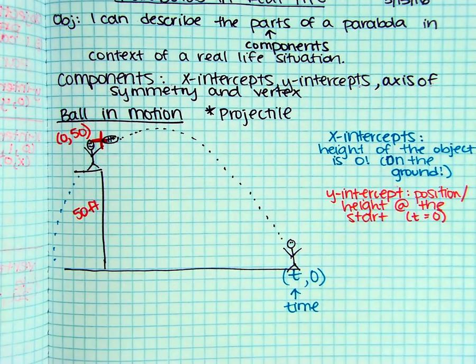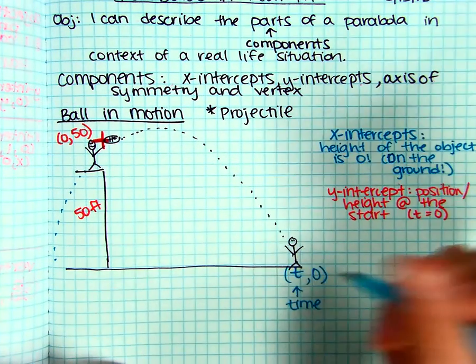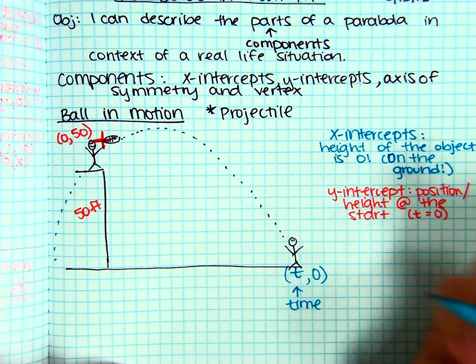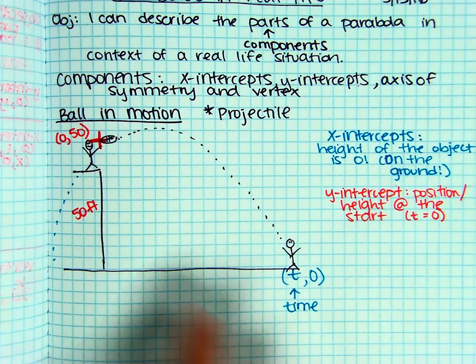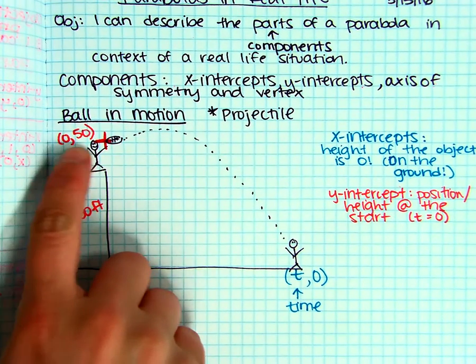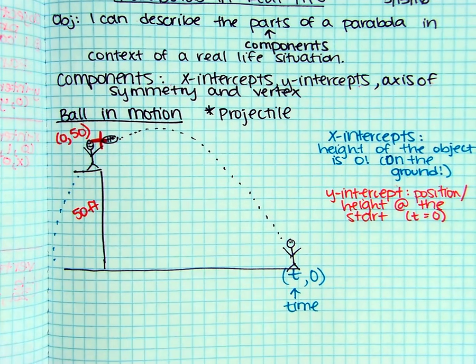In this case, let's say maybe it took the ball 15 seconds to get here, so that might be a 15 instead of a t. It depends on how long it takes. And in order to find this, we just plug in 0. In order to find this, we have to factor it and set it equal to 0.